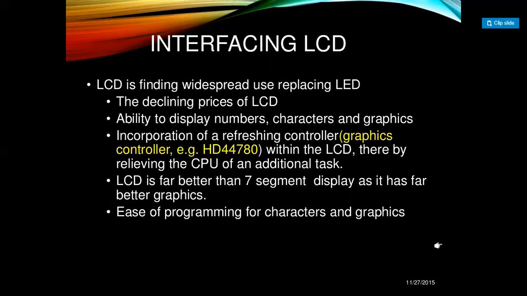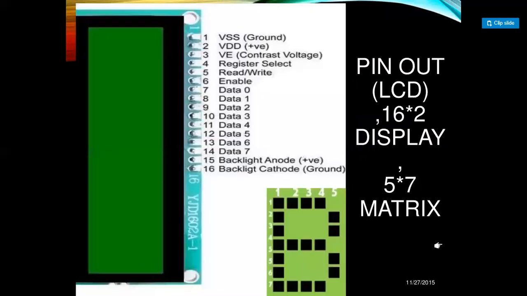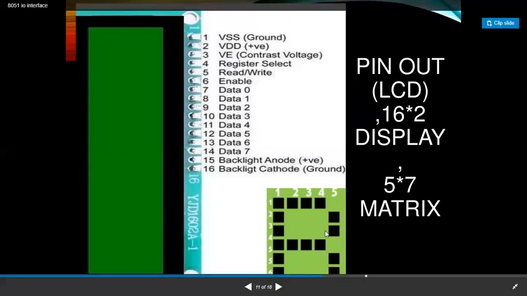LCD is far better than 7-segment display as it has far better graphics and ease of programming for characters and graphics. These are the pins for the display, that is the pinout of the LCD 16x2 display having a 5x7 matrix. You can see here on the screen. ये आपका जो है 7-segment display भी दिख रहा है यहाँ पे.